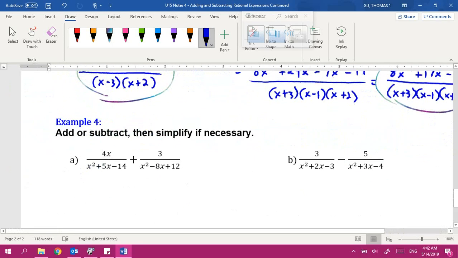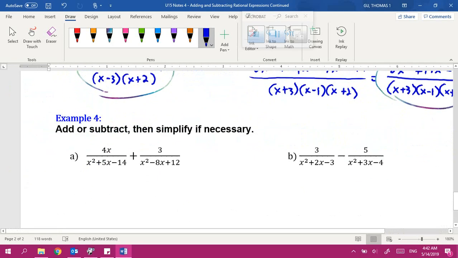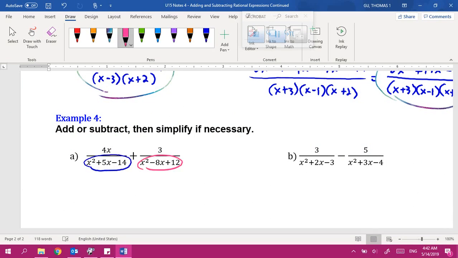Okay, the difference here, now look at this. We have to factor the denominators. I'm just going to tell you what it is because you can do the work yourself. If I were to factor these denominators, I would have x plus 7 times x minus 2 on the left, and the x squared minus 8x plus 12 would become x minus 2 times x minus 6. They're the factors. So let's see what they have in common and what they're missing.